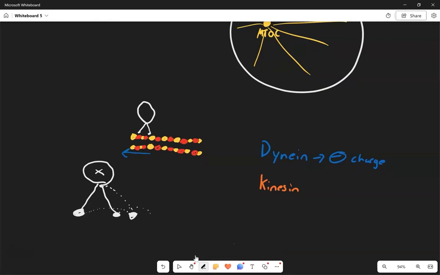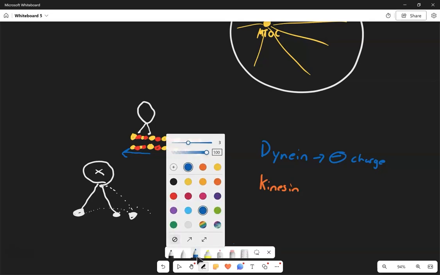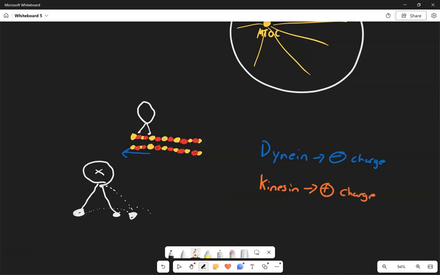So kinesin moves in the opposite direction. So kinesin moves towards the positive charge. So it moves towards the positive end, right? So it is going to move in this direction here, right? So we have dynein and kinesin, which are going to sort of carry things through the cell in different directions, and that helps get molecules and stuff to where they need to go.